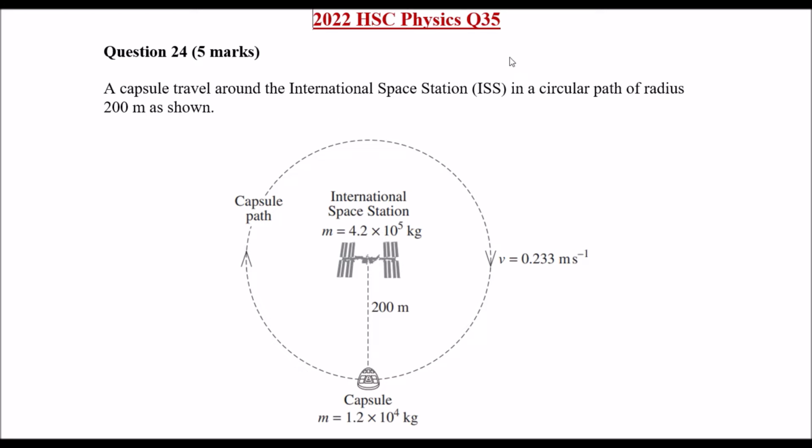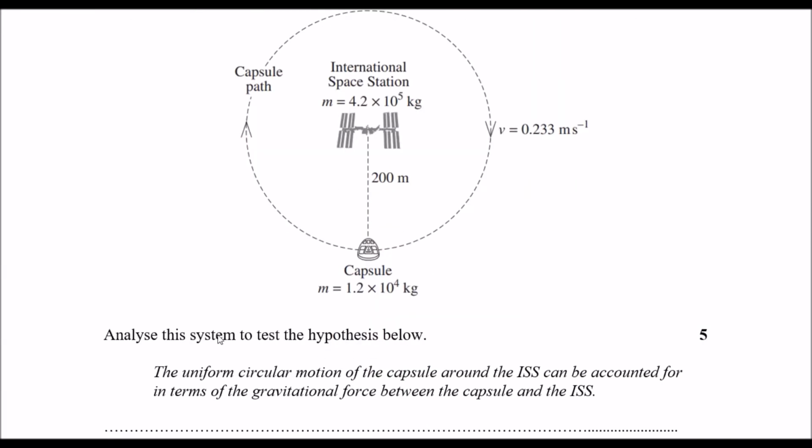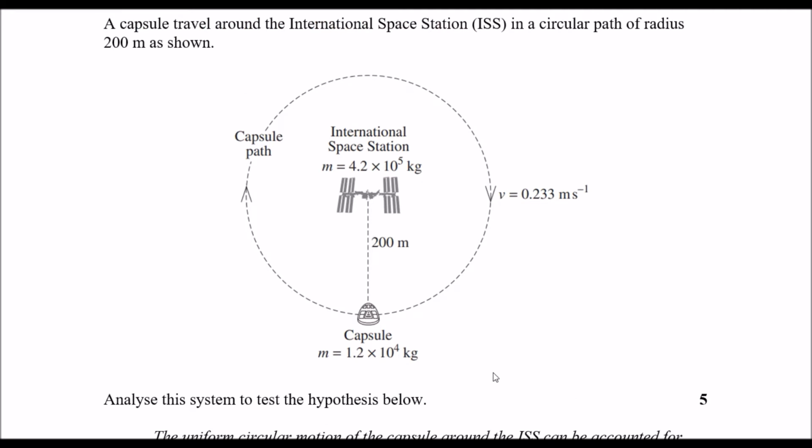In today's lesson, we're going to be looking at Module 5, Inquiry Question 3. This is to look at orbits or objects in uniform circular motion in gravitational fields and how they interact. We have a capsule that travels around the International Space Station in a circular path with a radius of about 200 meters. The question says we need to analyze this system to test the following hypothesis. The uniform circular motion of the capsule around the ISS can be accounted for in terms of the gravitational force between the capsule and the ISS.